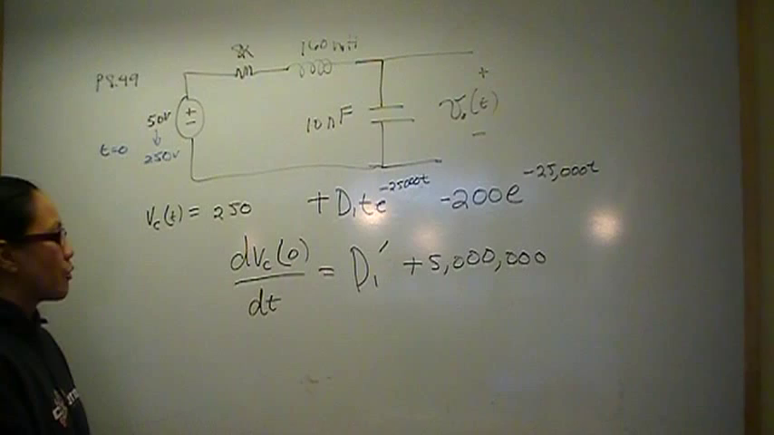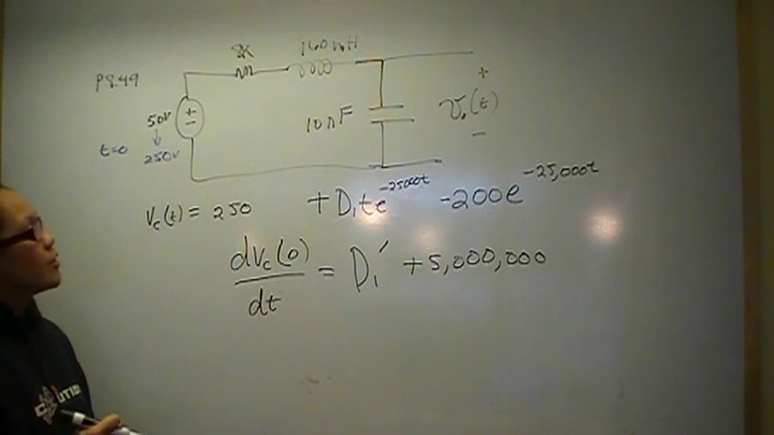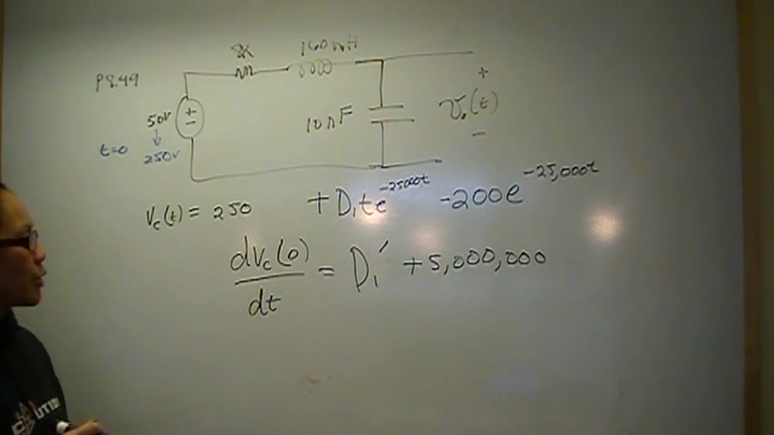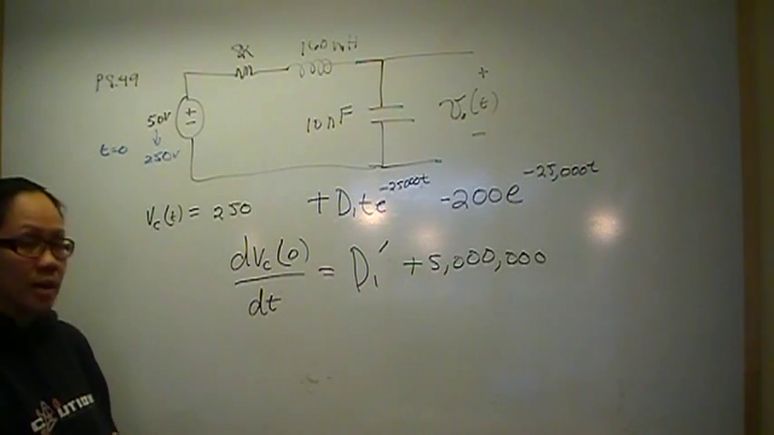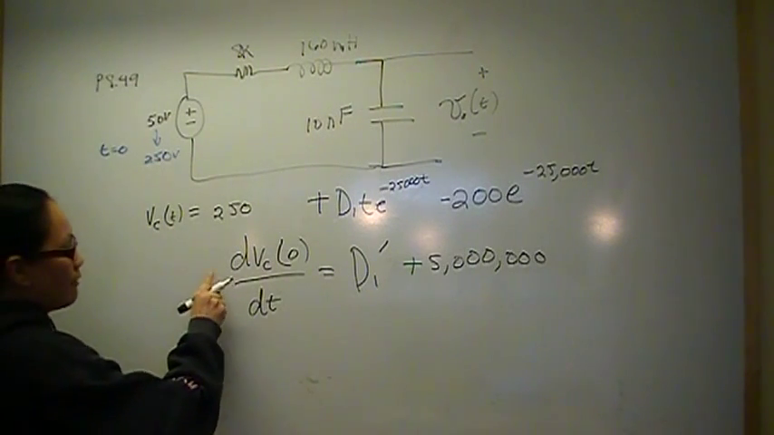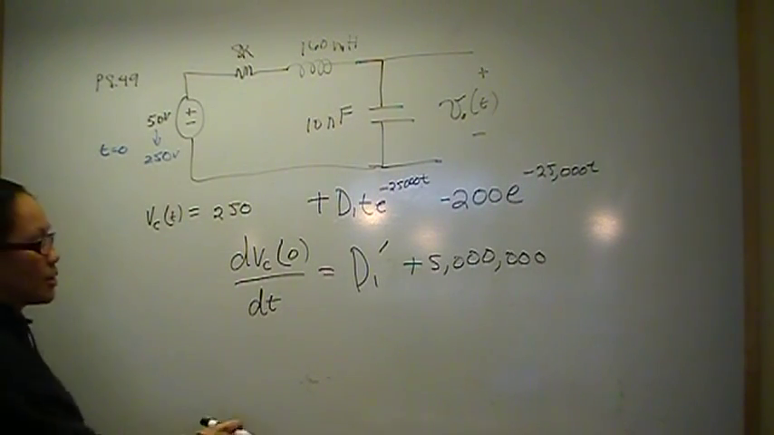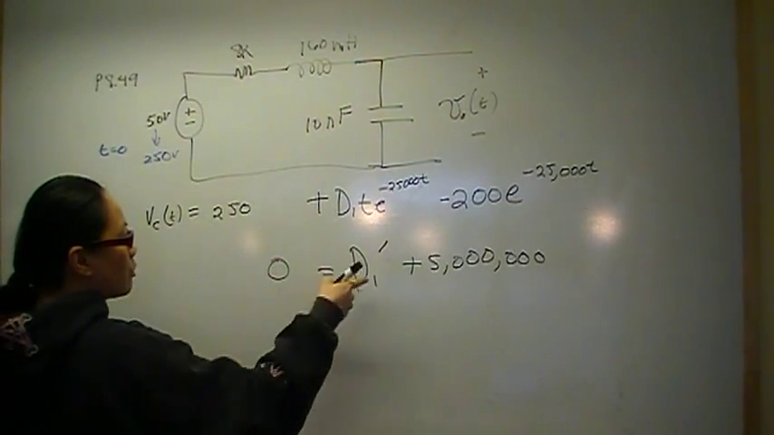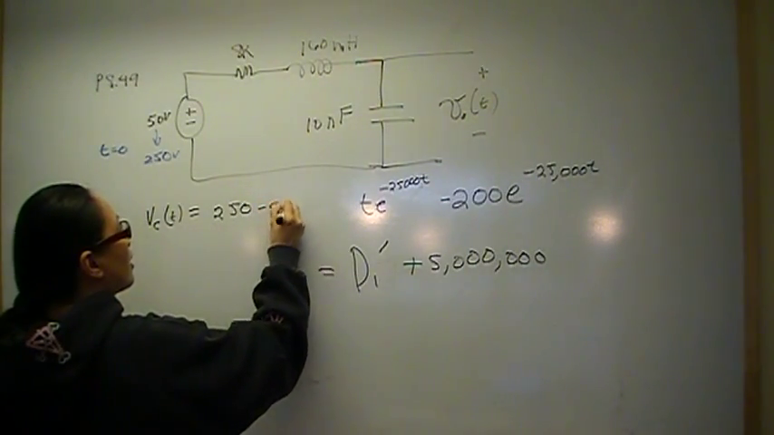That term is asking for the rate of change of voltage across the capacitor at time 0. So it's not going to immediately change, because a key property of the capacitor is that it cannot change voltage instantly. It can change current instantly, but not voltage. Therefore, since this is asking for a rate of change of voltage, the answer is 0. Whatever it was, 50 before time 0, it'll be 50 right after time 0. It's the same. So this is 0. Therefore, D1 prime is going to be negative 5 million.